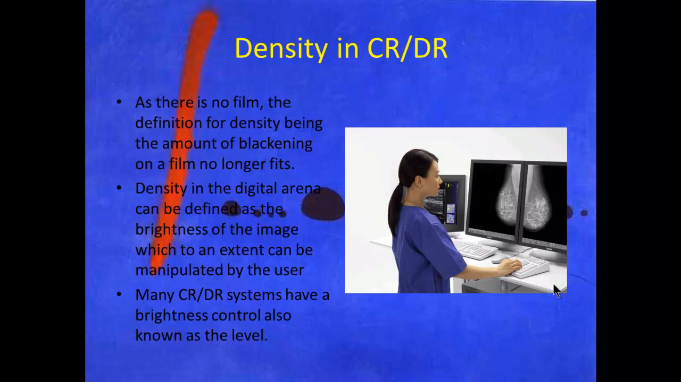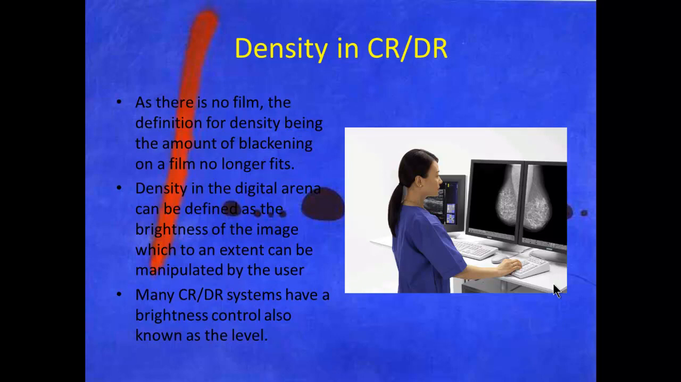In the CR-DR environment, density takes on a different role. No longer do we really even call it density. It's actually known as brightness. One of the issues in CR-DR is that the blackening of an image that's usually caused by the amount of radiation exposure, i.e. when an image comes out of a processor, you know you've overexposed it because it's dark, or you know you've made an underexposure because it's light. This is not the case.